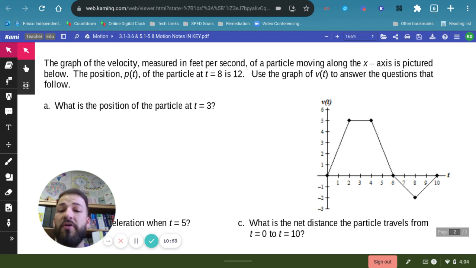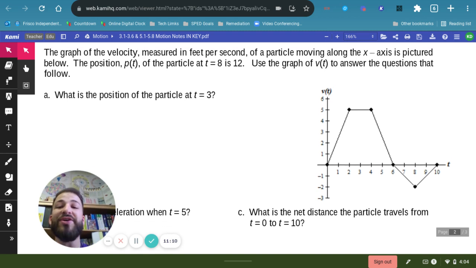And A, we want to know the position of the particle at 3. So they didn't give us an equation for V of t, they gave us a graph. So when we're finding integrals here, we're going to actually use our graph and we're going to find our area under the curve. They gave us a nice geometric graph with some lines, so we should be able to make nice, easy, simple shapes. So let's look at A.